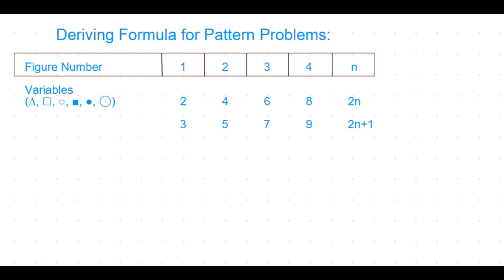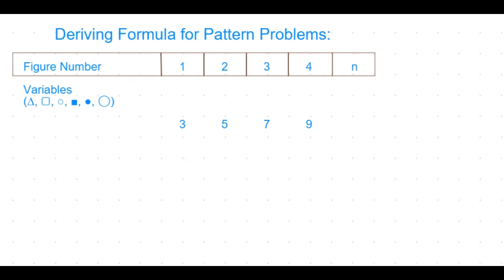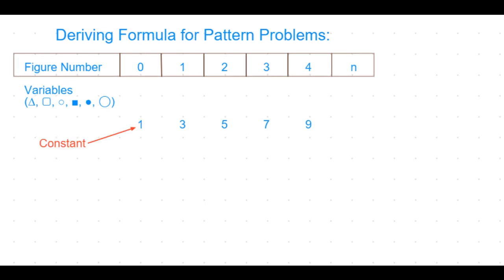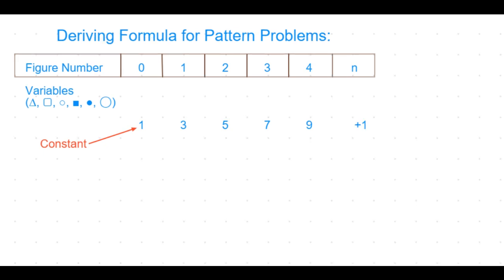But what if this is not given? So we only look at 3, 5, 7 and 9. We know that there is a constant difference between 3 and 5, 5 and 7, 7 and 9. So the constant difference here is 2. That's why it's called the constant difference method. In this case, we have to find the figure 0. Figure 0 will correspond to 1 because the difference between 9 and 7 is 2. The difference between 7 and 5 is 2. So 5 and 3 is 2. So to find out figure 0, we subtract 2 from 3, which gives 1 as the constant. So that constant will come as plus 1 in the formula.